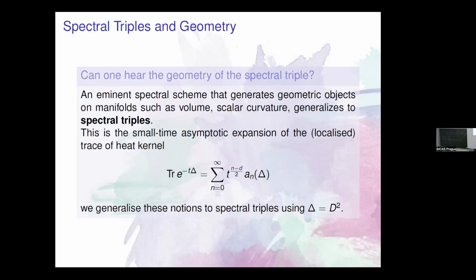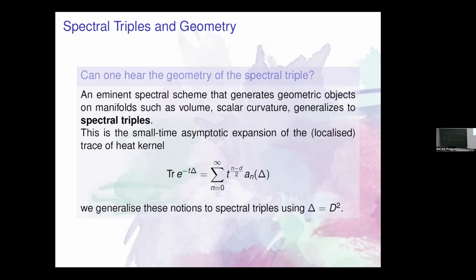And that's been known since the early days that, for instance, the first term here will be proportional to the volume of the manifold. And this is known as the Weyl formula or Weyl law.